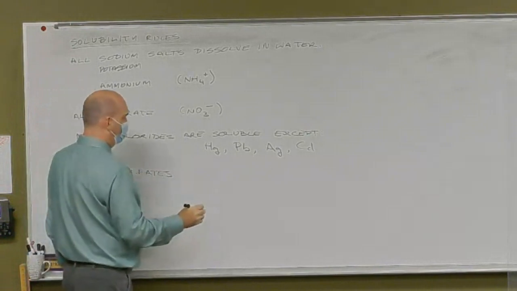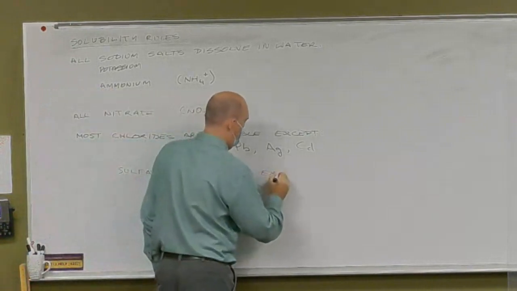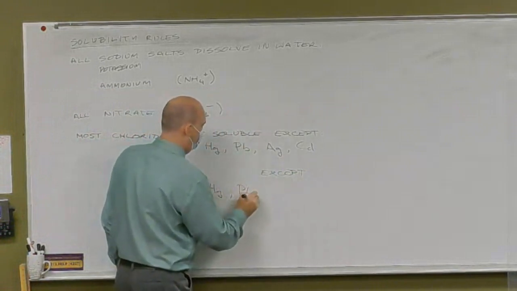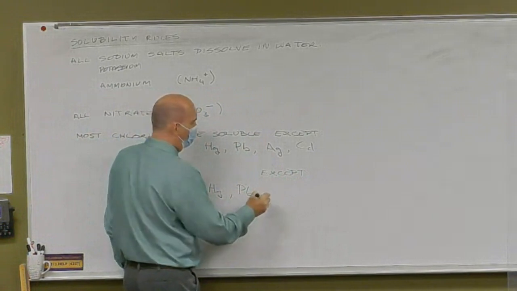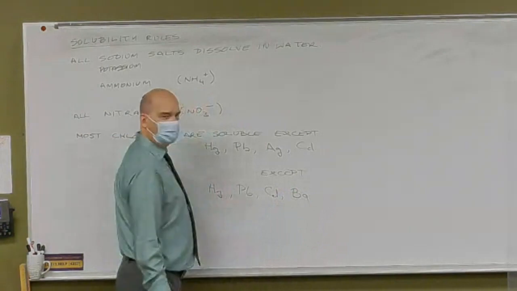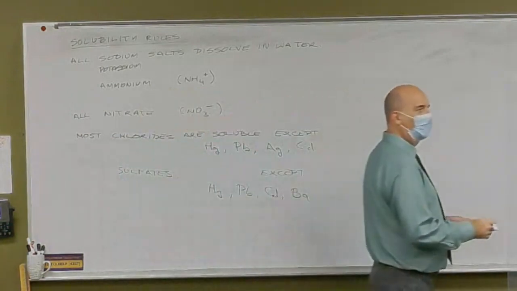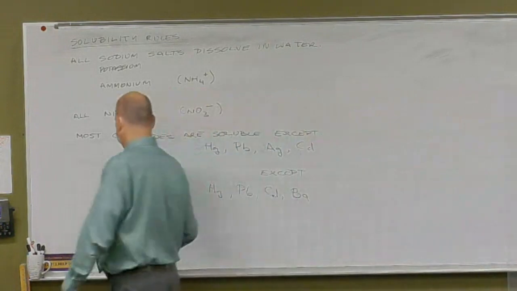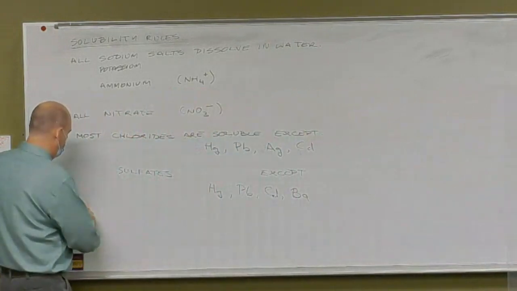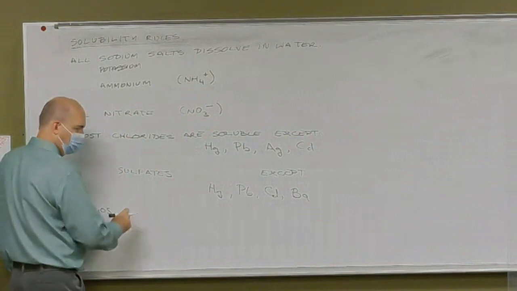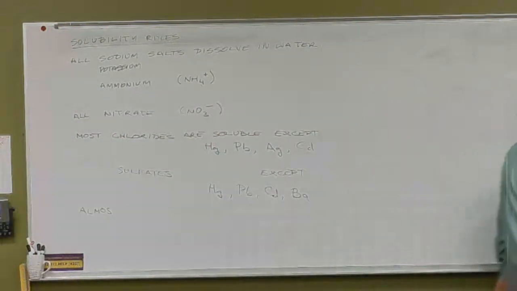Most sulfates are soluble, except mercury, lead. I think silver sulfate's not so bad. Cadmium and barium. That one's a little bit odd because that one comes from group 2, where most things are soluble. And then we have one that goes the opposite way.